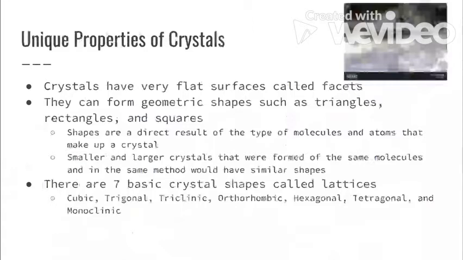And there are also 7 basic crystal shapes called lattices. They are called cubic, trigonal, triclinic, orthorhombic, hexagonal, tetragonal, and monoclinic.